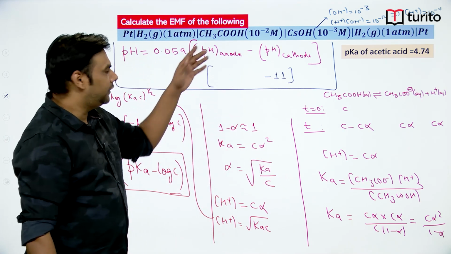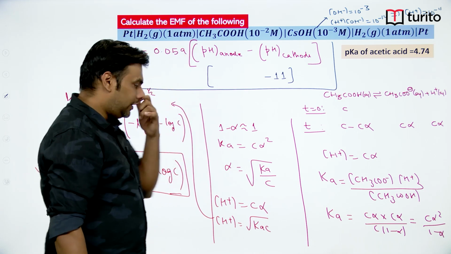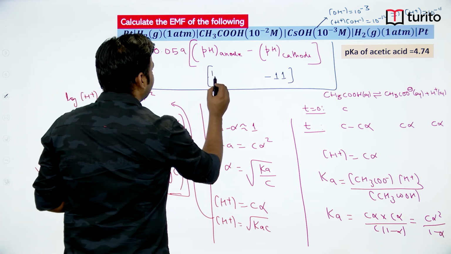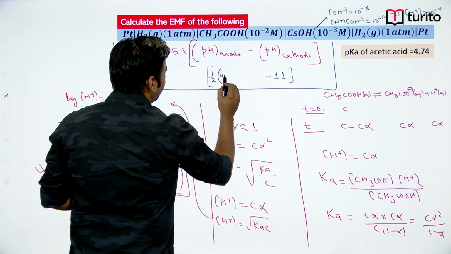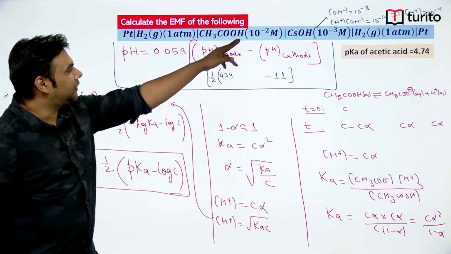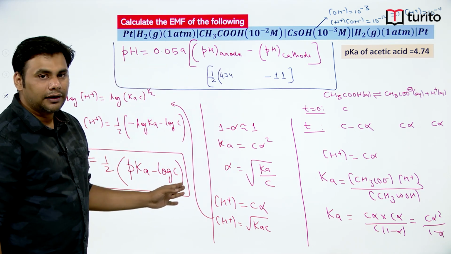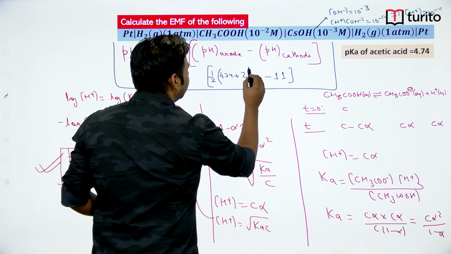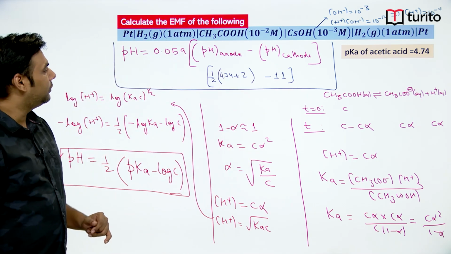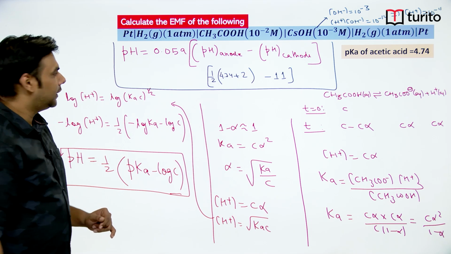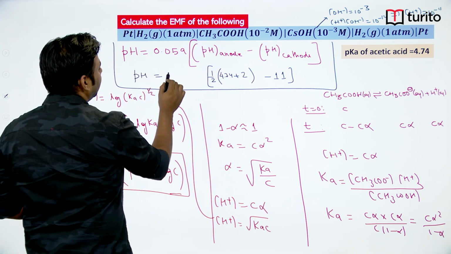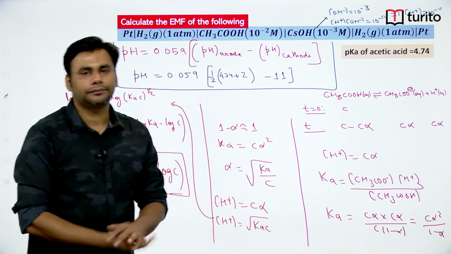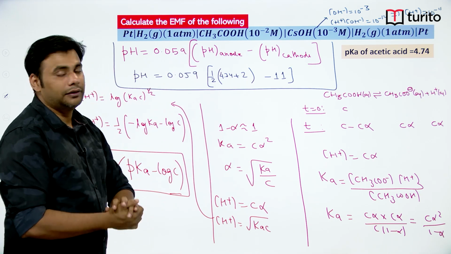Now we have to find the pH of the anode. Now anode is having a weak acid. So pH of anode would be half into pK minus log C. So this is half, pK of acid was given to us as 4.74 minus log of C. C was given as 10 raised to minus 2. So we'll just take 10 raised to minus 2 over here. So this will come out and this will be added in this. So this will be half into 4.74 plus 2 minus 11, whole into 0.059. You can calculate this and you will get the value for this particular concentration cell.